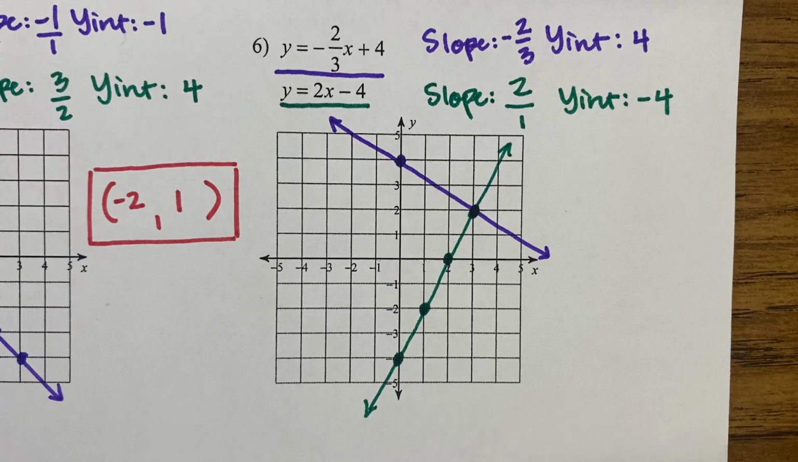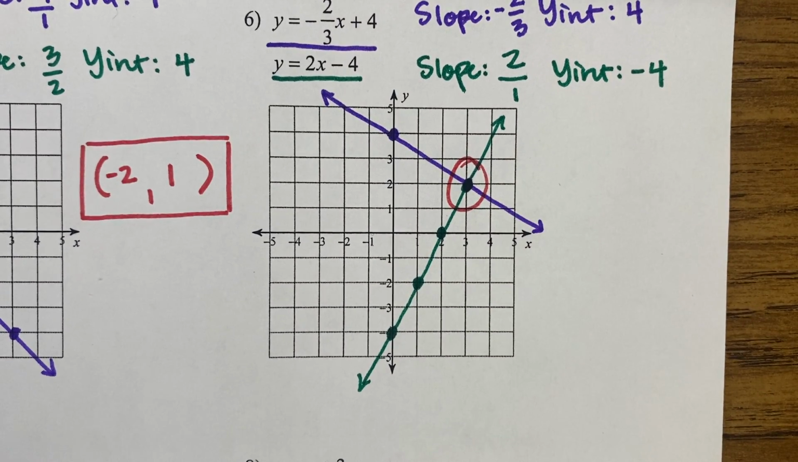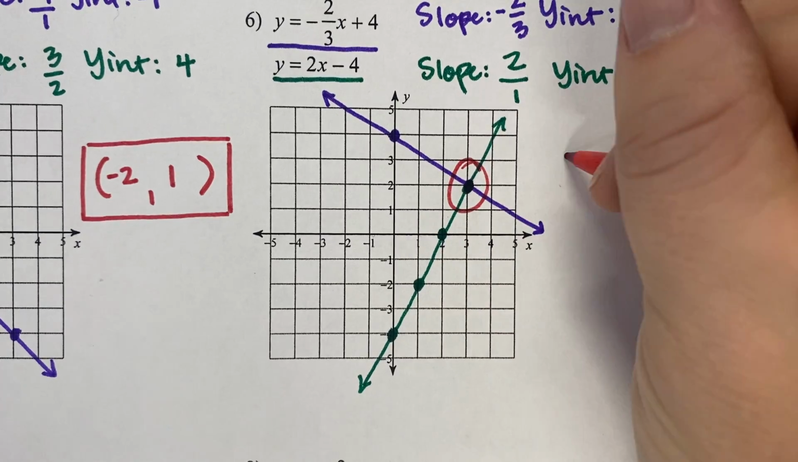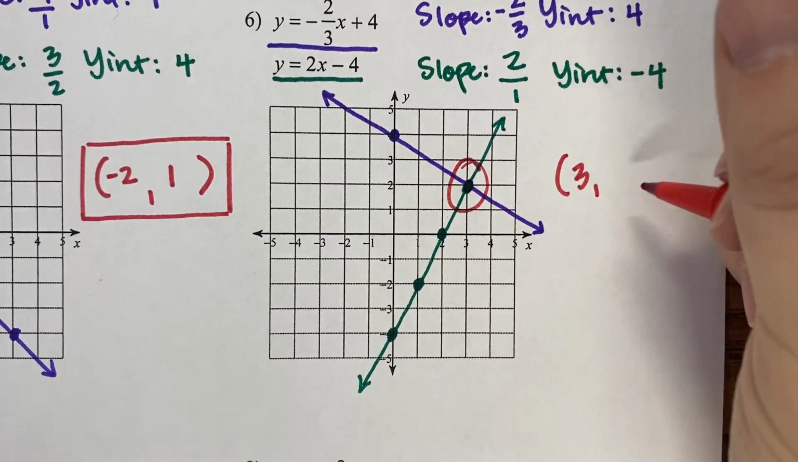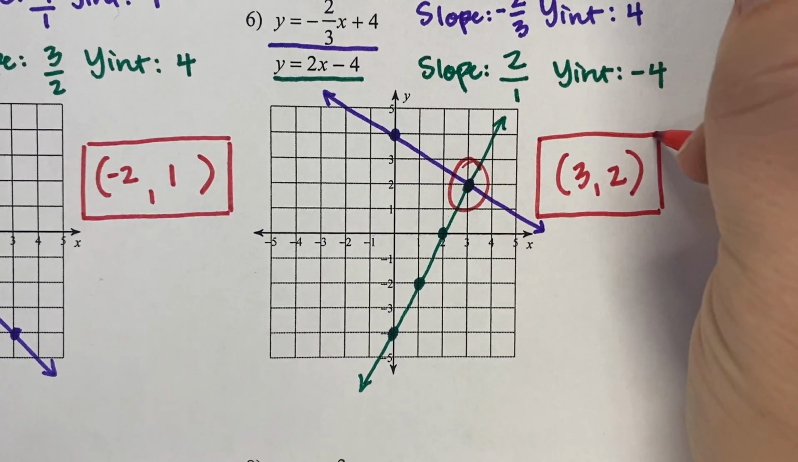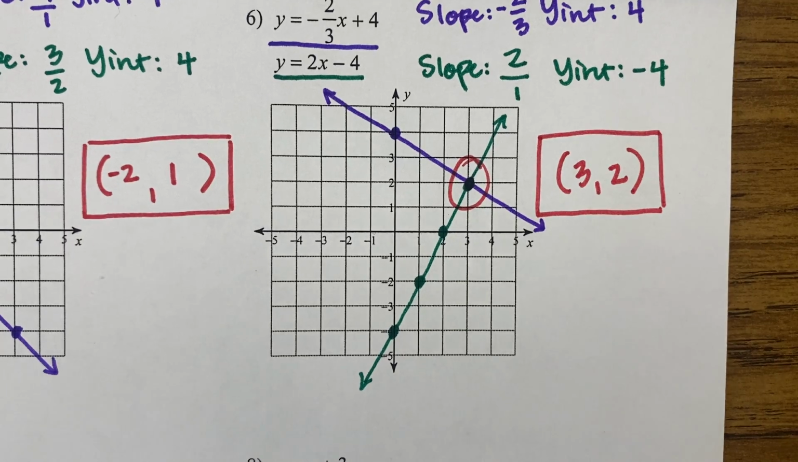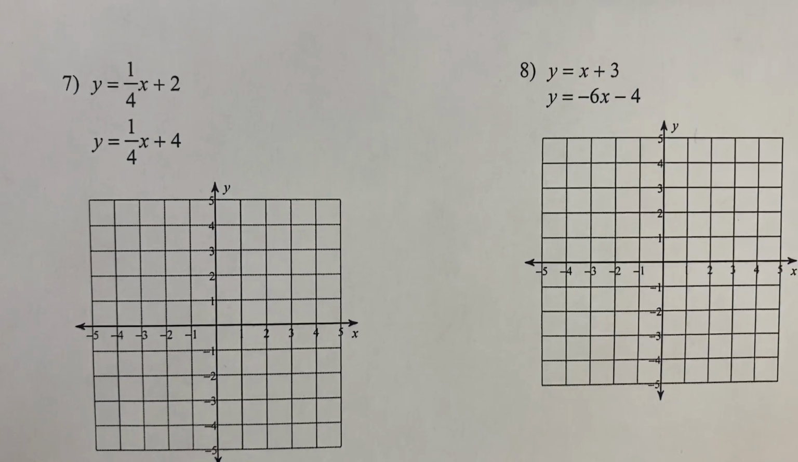Okay, so we found the point where these two lines intersect. Okay, so this lines up with 3 for our x. Remember, x always comes first. And 2 for our y. So coordinate point (3, 2). Beautiful. Let's do 2 more examples.